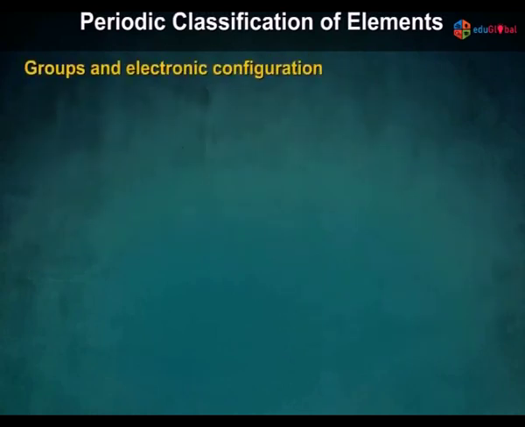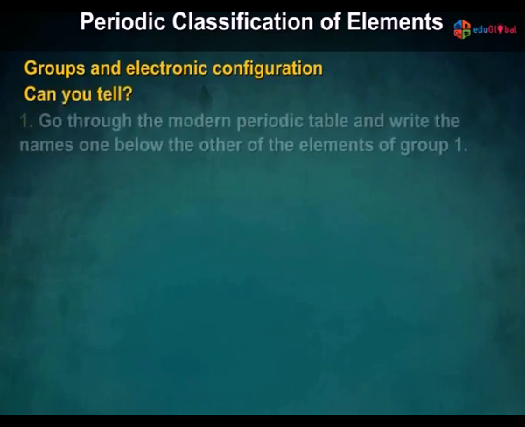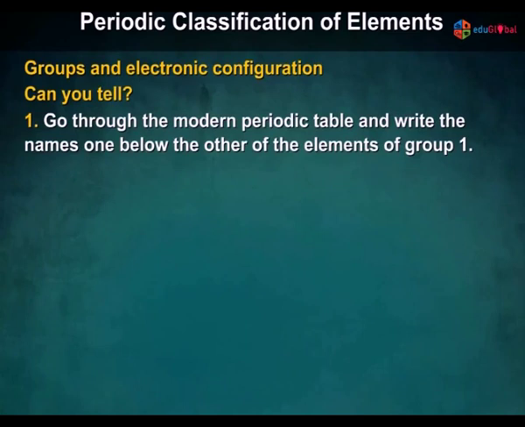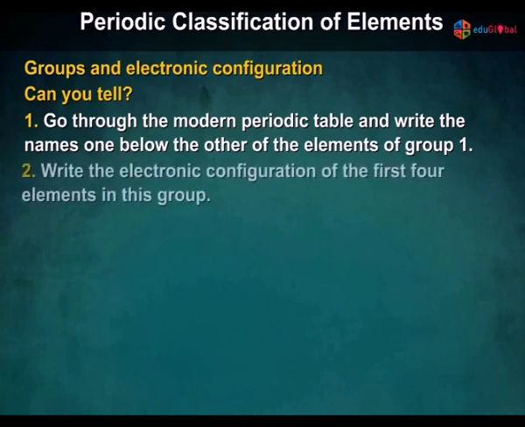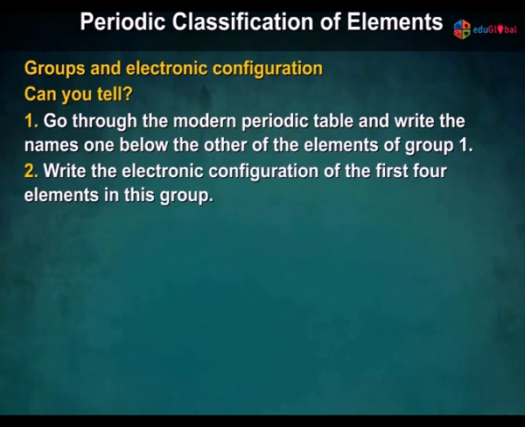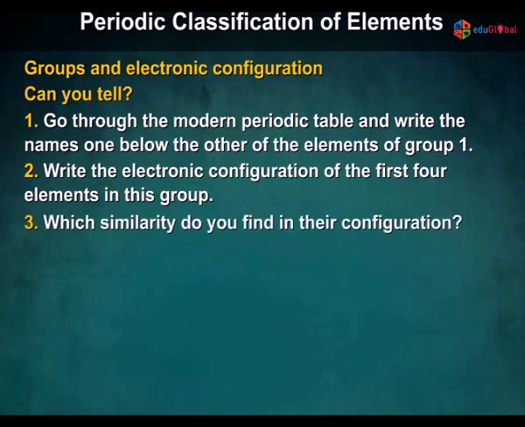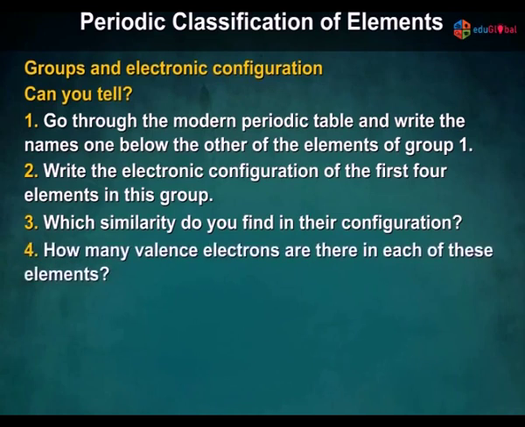Groups and electronic configuration. Can you tell? 1. Go through the periodic table and write the names one below the other of the elements of group 1. 2. Write the electronic configuration of the first 4 elements in this group. 3. Which similarity do you find in their configuration? 4. How many valence electrons are there in each of these elements?